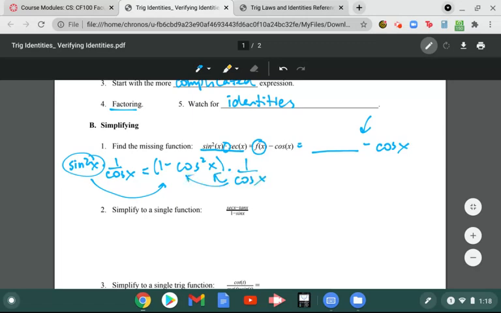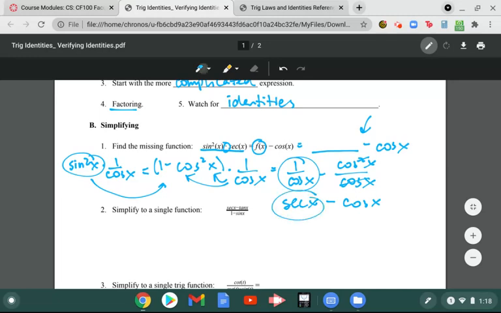I'm going to multiply this through, distributing. 1 times 1 over cosine, so I get 1 over cosine x, minus cosine squared x times 1 over cosine, so I get a cosine x there. I can simplify my cosines. This is my minus cosine x, which is what I wanted for the second part. And then the first part, that's what I was solving for. That's going to be my secant x. So secant x is what goes on that blank right there. So the missing function that we were looking for, f of x, is secant x.